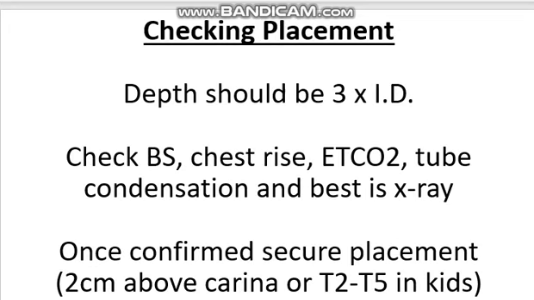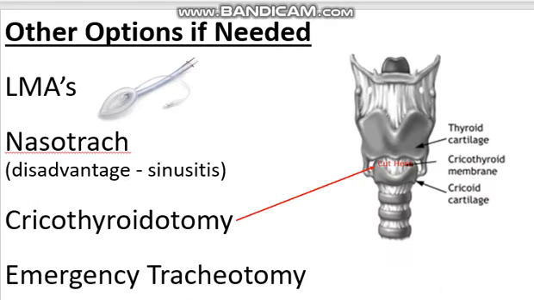Checking placement. The depth should be 3 times the inner diameter of the tube. Check the breath sounds, chest rise, end-tidal CO2, tube condensation, and the best way is an X-ray. Once confirmed, secure the placement. It should be 2 centimeters above the carina or at T2 through T5 in kids. Other options if needed include LMAs, nasotracheal intubation, cricothyroidotomy, and an emergency tracheotomy.